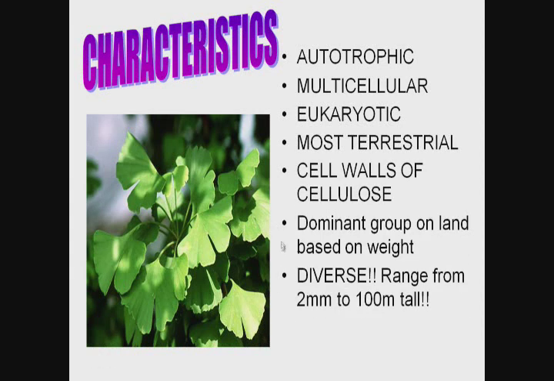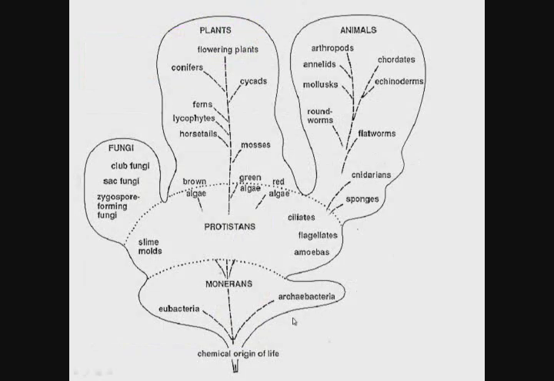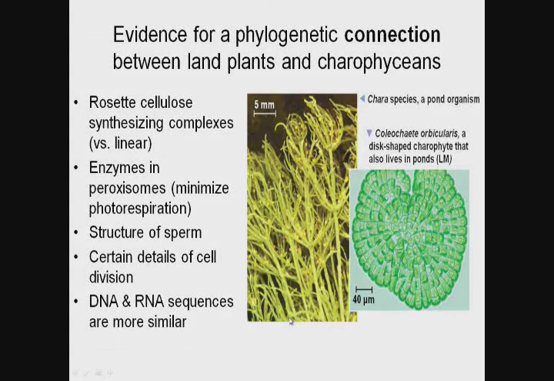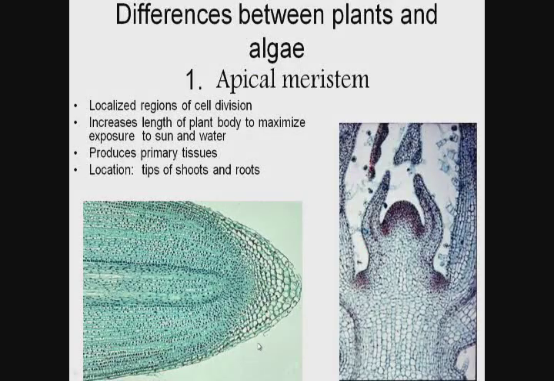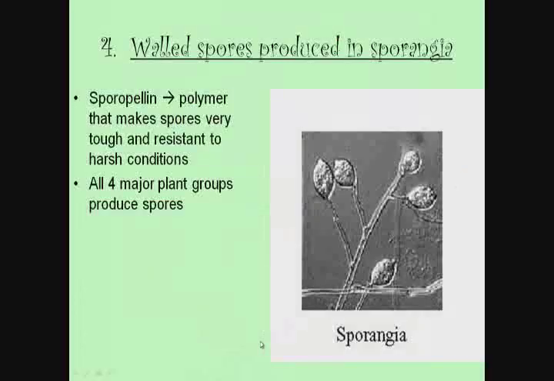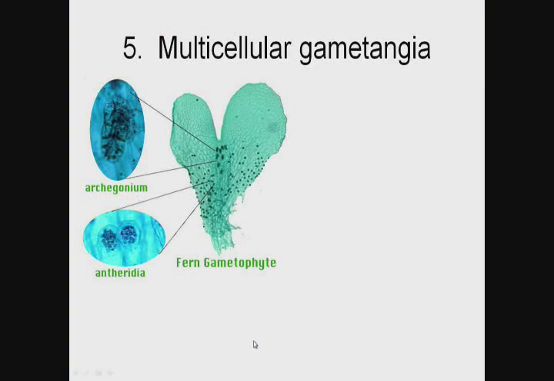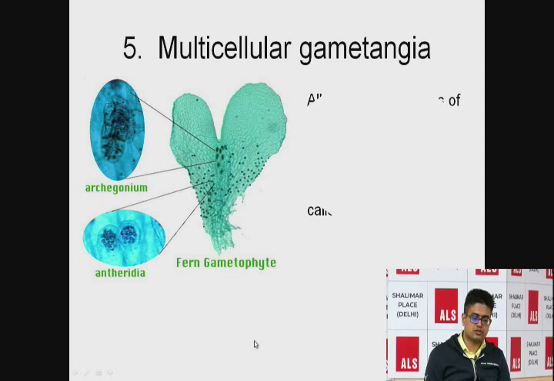So just a quick revision of what we have done. Land plants are connected to Chara. Chara is a green alga. So Chara basically shows the evolution of sex organs. Sporangia is something which produces spores. This is a fern gametophyte called prothallus.